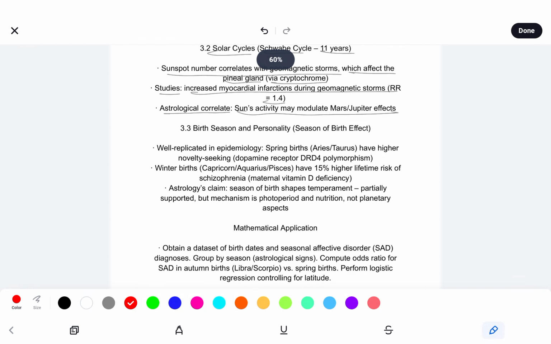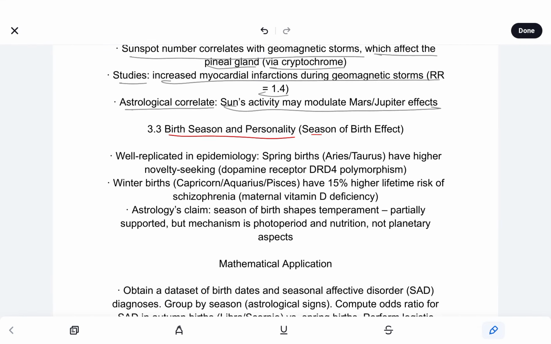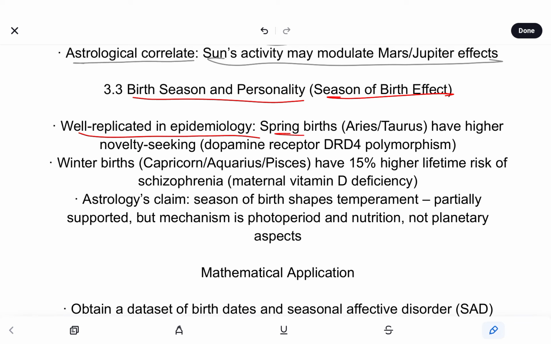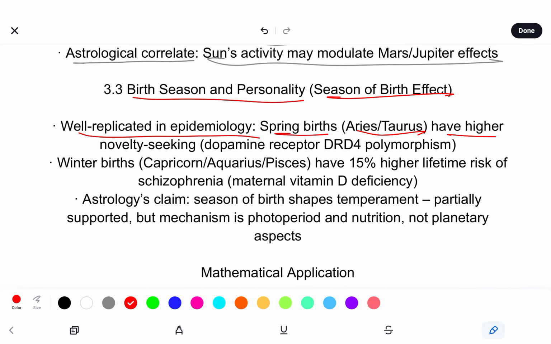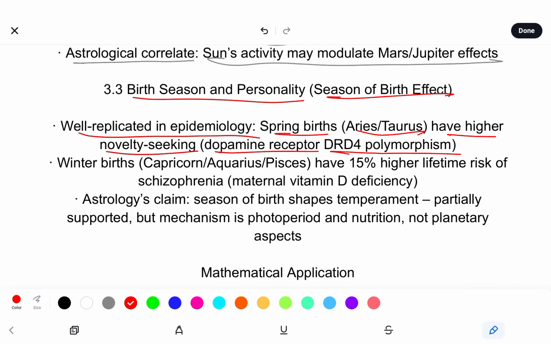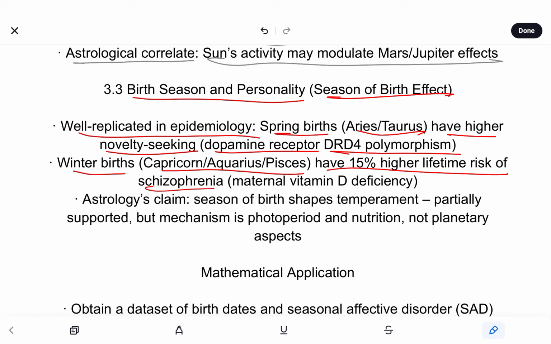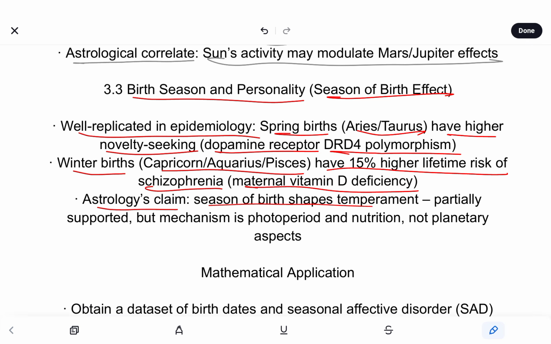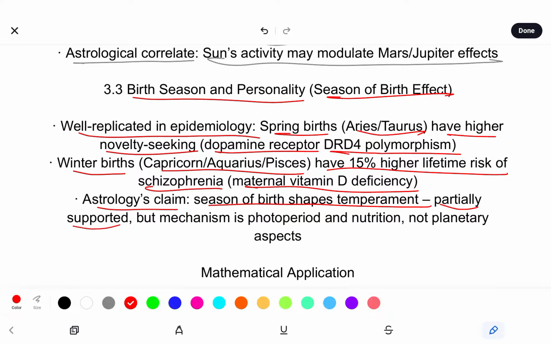And then we have our birth season and personality, the season of birth effect. Well replicated in epidemiology, spring births, Aries and Taurus, have higher novelty-seeking, the dopamine receptor DRD4 polymorphism. Winter births, Capricorn, Aquarius, Pisces, have 15% higher lifetime risk of schizophrenia, maternal vitamin D deficiency. And astrology's claim, that season of birth shapes temperament, is partially supported, but the mechanism is photoperiod and nutrition, not planetary aspects.